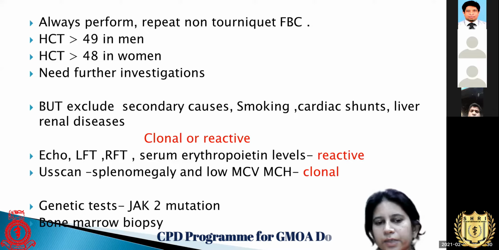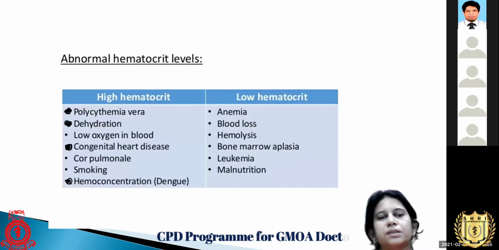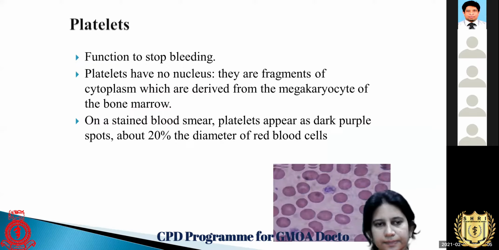Ultrasound scan, if you see splenomegaly, and if in your blood cell indices you see low MCV, MCH, that's more towards a clonal disease, primary polycythemia. So to confirm that, you have to perform JAK2 mutation and bone marrow biopsy. So this patient actually had primary polycythemia. So for abnormal hematocrit, as again I'm repeating, think of PRV, dehydration, congenital heart disease, smoking, and hemoconcentration.